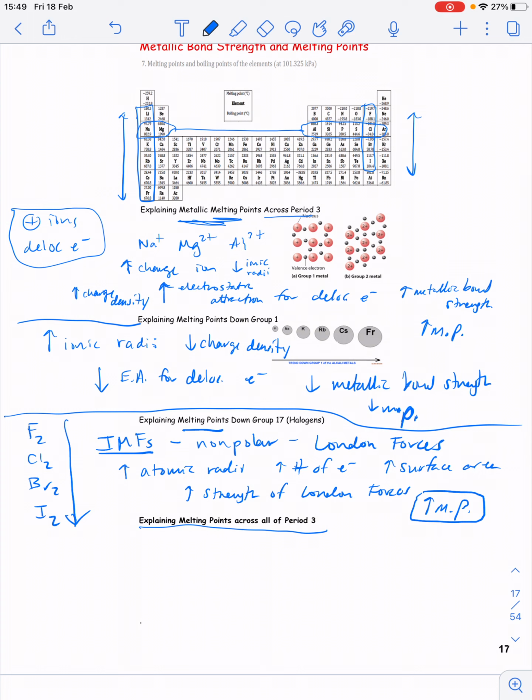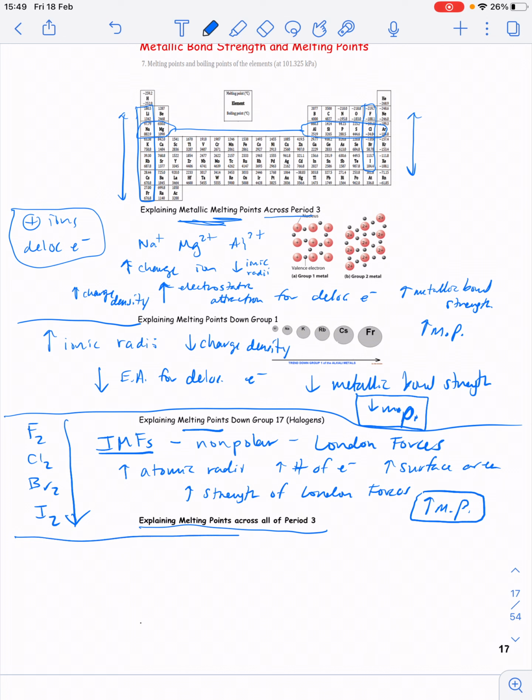So it's the opposite trend of group 1, because group 1 is metals and group 17 is nonmetals. They have different kinds of attractions between the particles, so they follow different rules, and so we end up seeing different trends. Iodine is a solid at room temperature, bromine is a liquid at room temperature, and fluorine and chlorine are both gases at room temperature. So that follows the melting point trend that we've described here.